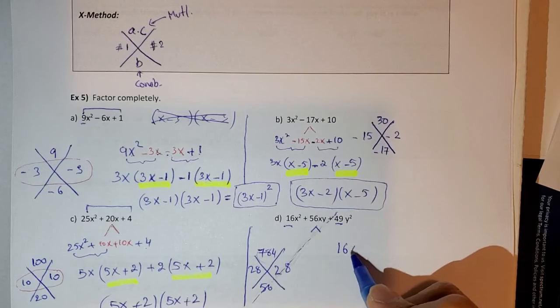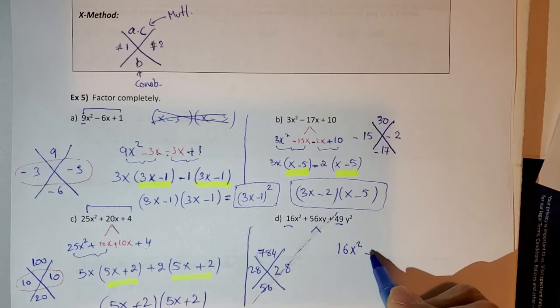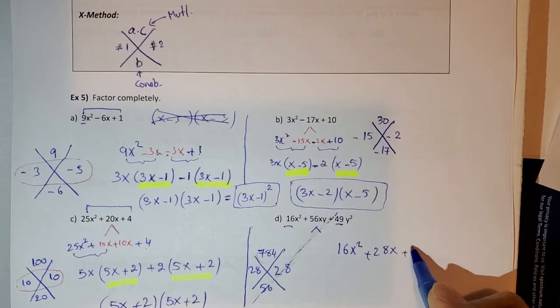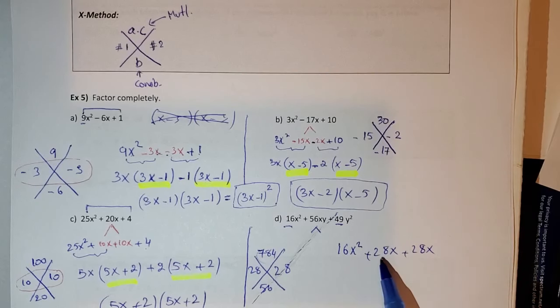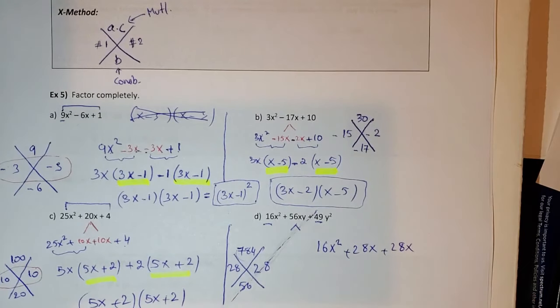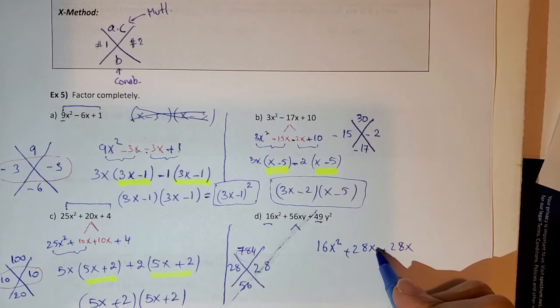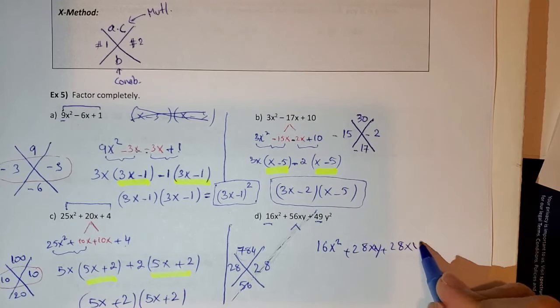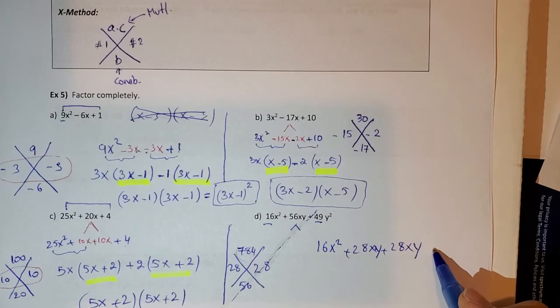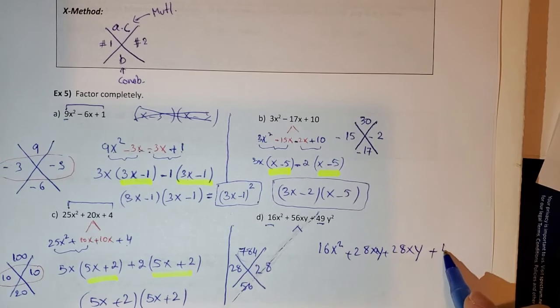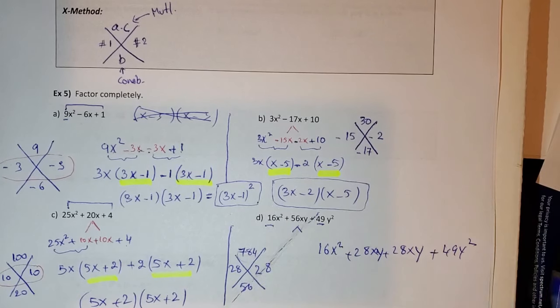So it's going to be 16x to the power 2 plus 28x plus 28x. I know 28x plus 28x should give me 56x, but since this one is not just x, they also have y, so I have to put y here also, two variables, right? And then 49 here, copy it down. Okay, so now we factor by grouping.